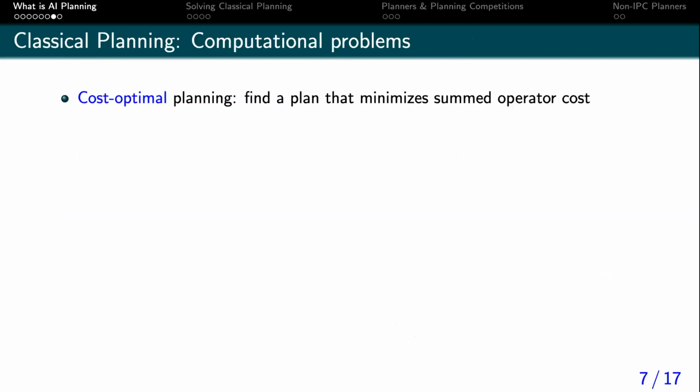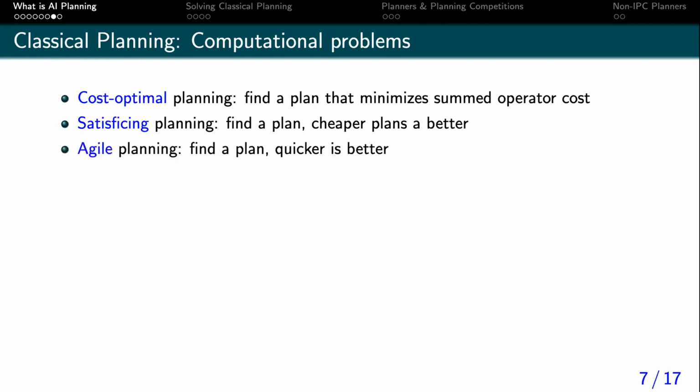So having established the model, we can think about the questions we might want to ask, or the computational problems that we want to solve. The first one is cost optimal planning, the problem of finding a sequence of actions or a plan that minimizes the summed action cost. Next, in satisficing planning, we want to find any plan, improving the plan cost as much as possible.